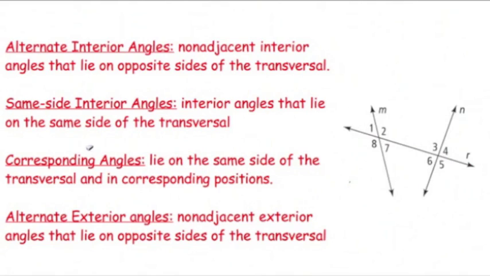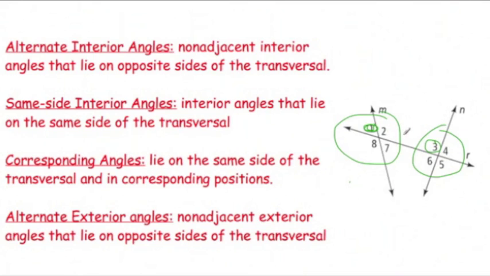Corresponding angles lie on the same side of the transversal and in corresponding positions. This is kind of tricky. So let's take one here. You can see this is a group and this is a group of angles. This group is formed by the transversal on M and this is the transversal on N. So 1 would be in the upper left position here. What is in the same corresponding spot over here? 3. So 1 and 3 are corresponding because they're both in the upper left-hand position.